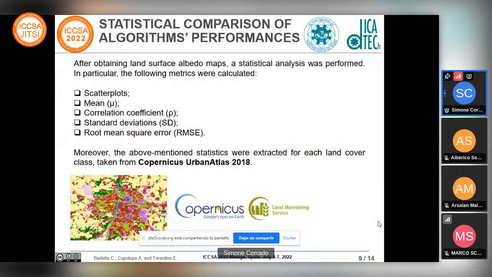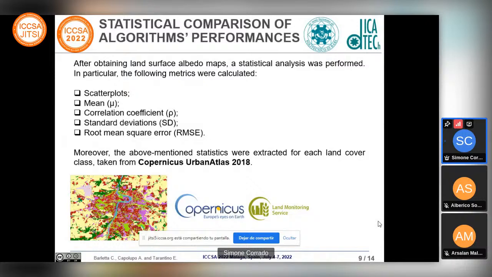After obtaining albedo maps, a statistical comparison was performed. And in particular, the following statistics were calculated: scatter plots, mean, correlation coefficient, standard deviations, and root mean square error. Moreover, these statistics were also extracted for each land cover class, taken from Copernicus Land Monitoring Service Urban Atlas 2018.